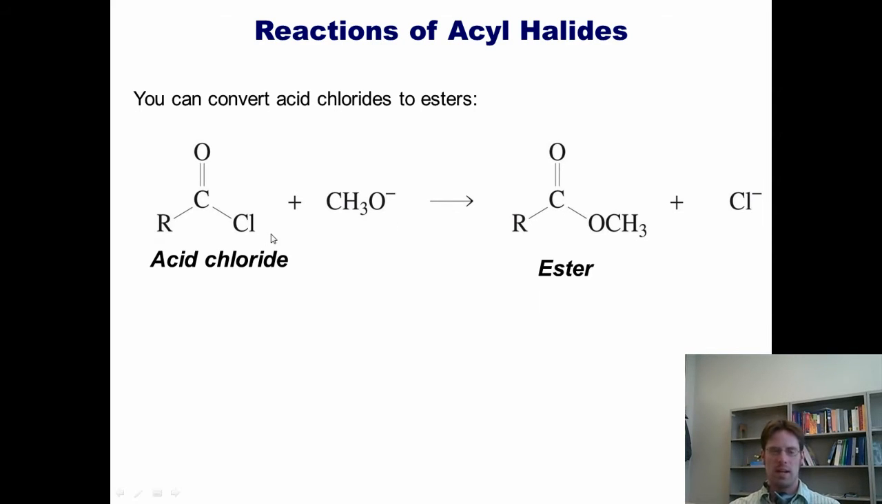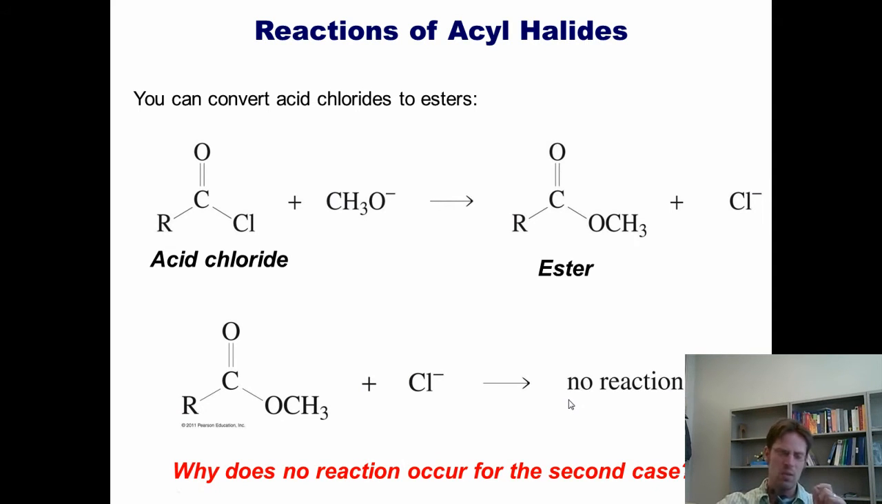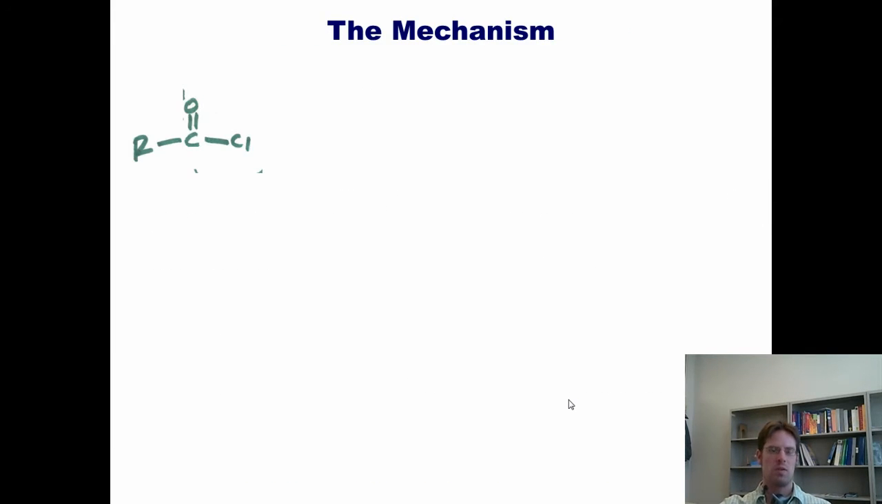Here's an acid chloride, and as you can see, when acid chloride is reacted with a methoxide nucleophile, the methoxide group replaces the chlorine to form an ester. I've also written here that if you try to do the reverse, that is, have a chloride nucleophile come in and displace the methoxide, you get no reaction. I want you to think to yourselves, why in the world is there no reaction occurring in the second case? I'll answer that in 2 slides. But first, I want to address the mechanism for the first reaction.